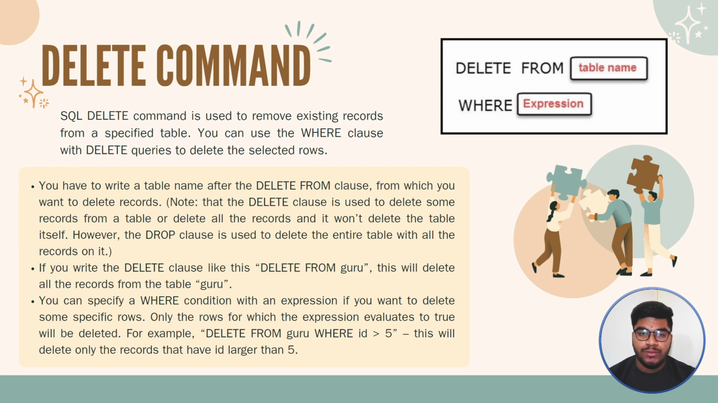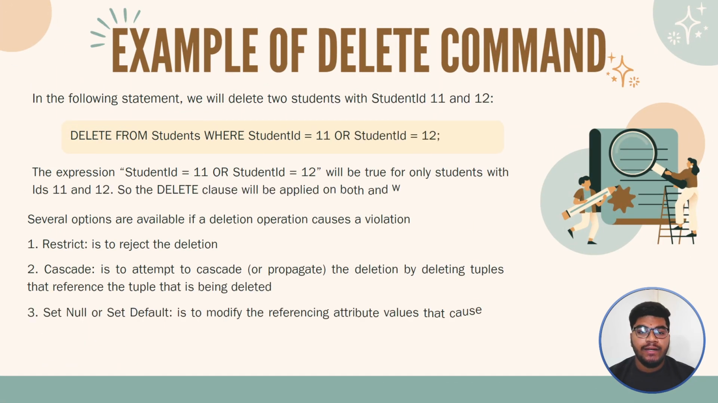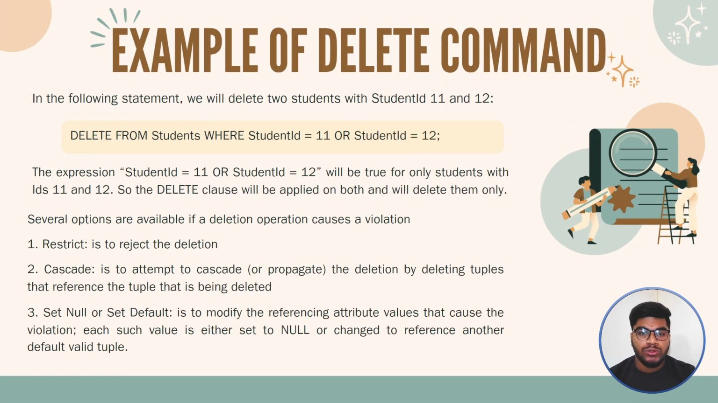Now let us discuss the examples on the delete command. Here we have deleted the two students with student id 11 and 12, using delete from students where student id is equal to 11 or student id is equal to 12. The expression student id 11 or student id 12 will be true only for students with the ids 11 and 12. So the delete clause will be applied on both and it will delete them only.